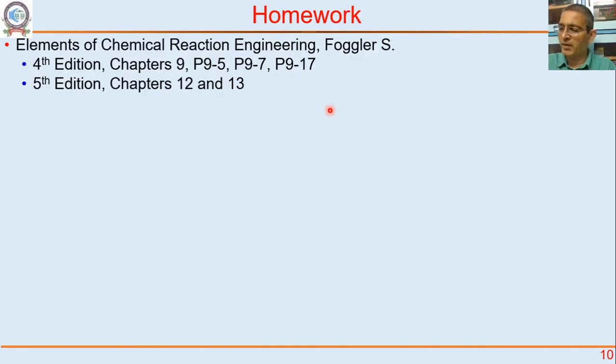So this was a short lecture, but I wanted to tell you that all these things you have to analyze. Some homework for you is, if you are referring to Fogler's book, 4th edition, we are on chapter 9. Solve problem number P9-5, 9-7 and 9-17. If you are looking at 5th edition, we are on chapters 12 and 13. So it's a small lecture, but it tells you how you have to worry about how the temperature rises, how fast it rises, and what kind of implications are there in terms of safety of the reactor.